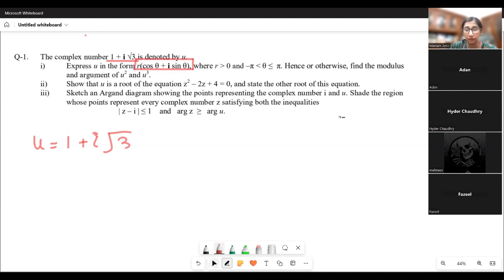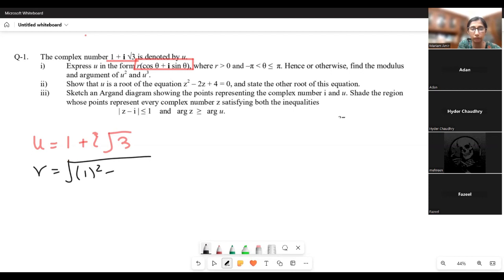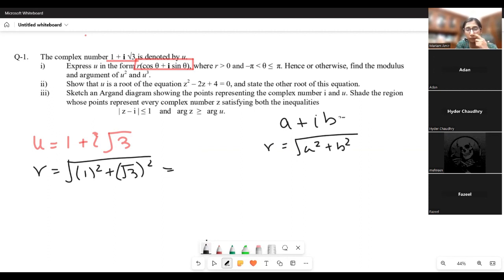So we've already done that. For R, what you have to do, you have to square root 1 square plus under root 3 whole square. Remember the formula was if it's A plus iota B, then R is the square root of A square plus B square. So what is that? Square root of 4, which is 2. So R is 2. And for theta, the starting formula is tan inverse modulus of B upon A.